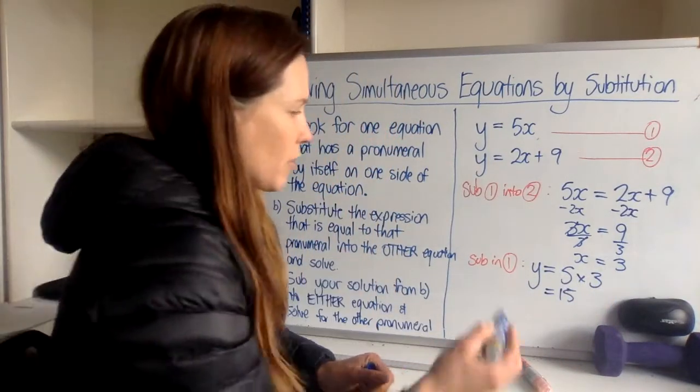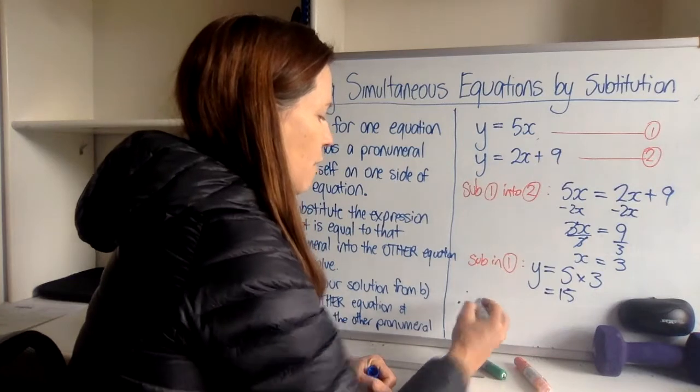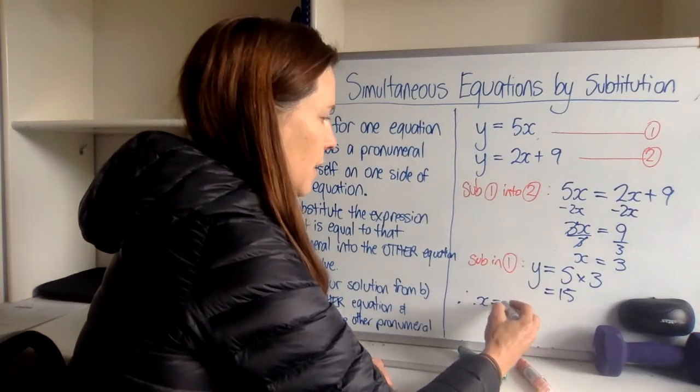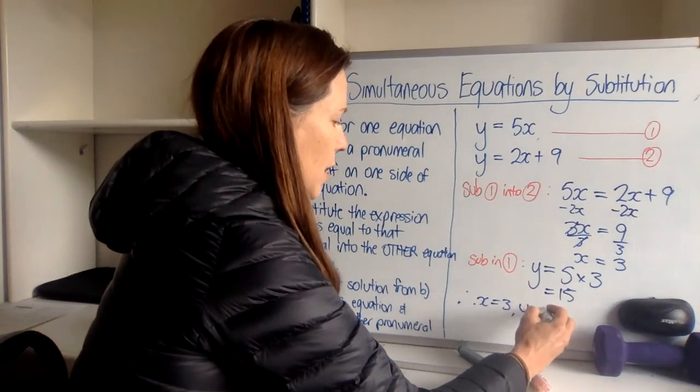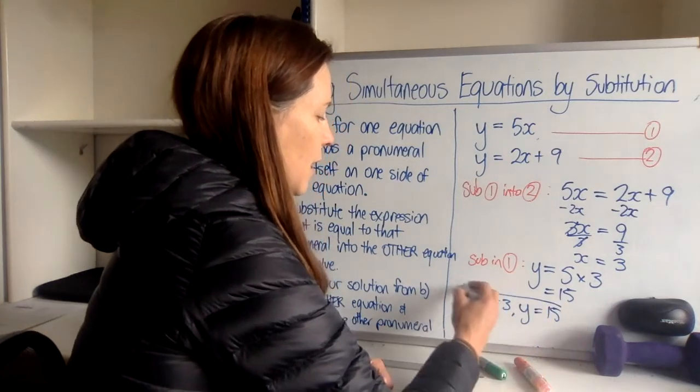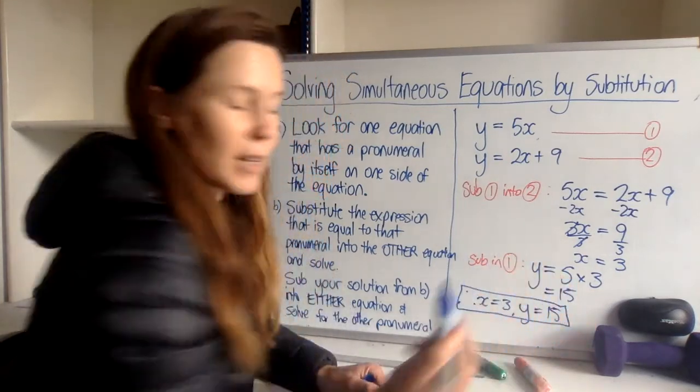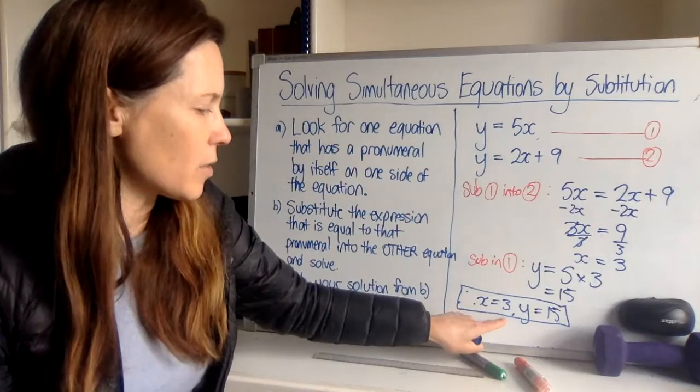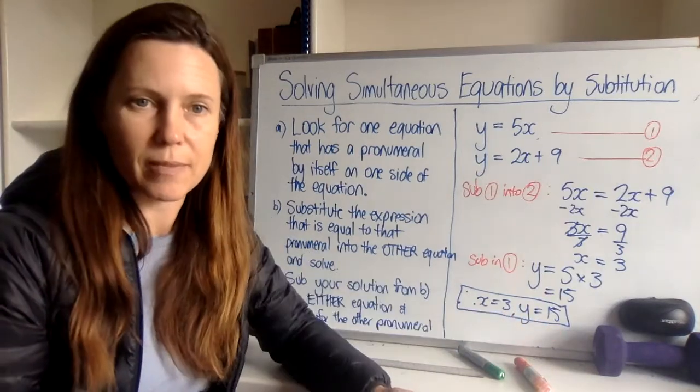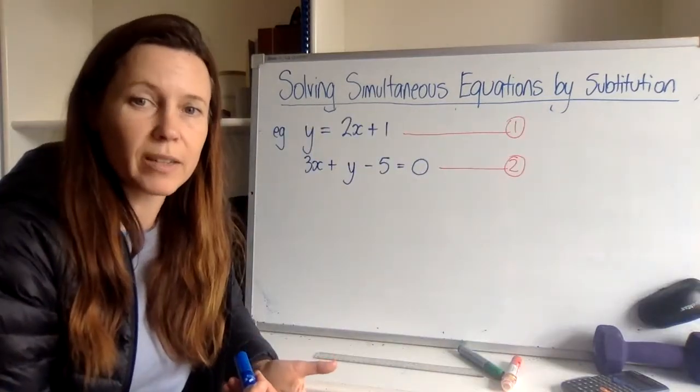Now at the end, just write your solution out nice and neatly. Therefore, x equals 3 and y equals 15. And if we were answering that original question about Jack and Jill, we'd say that Jack is 3 and Jill is 15. A trickier example now.